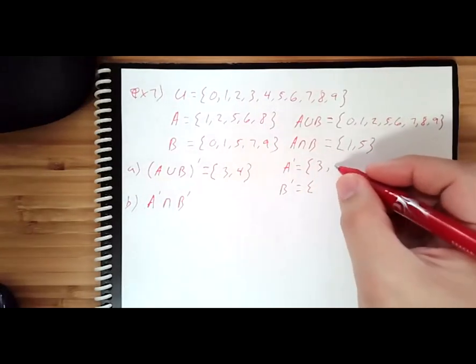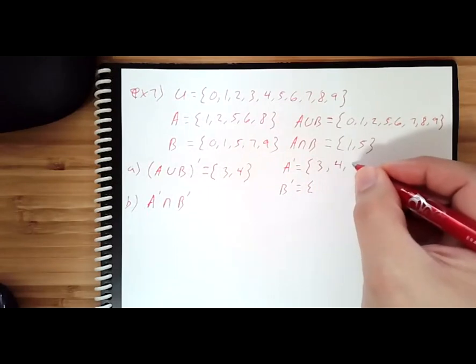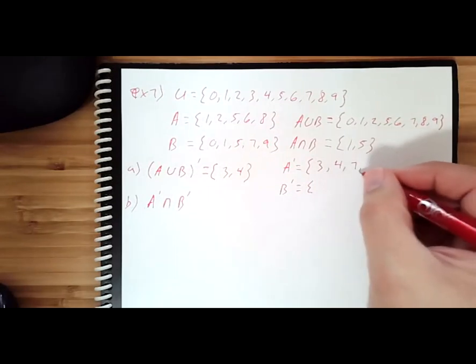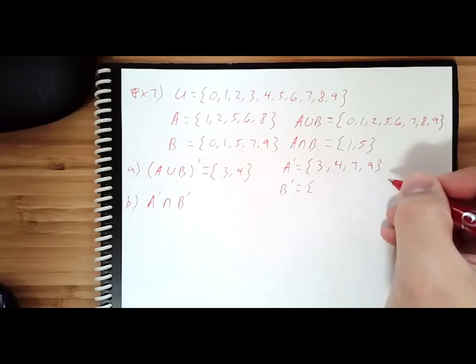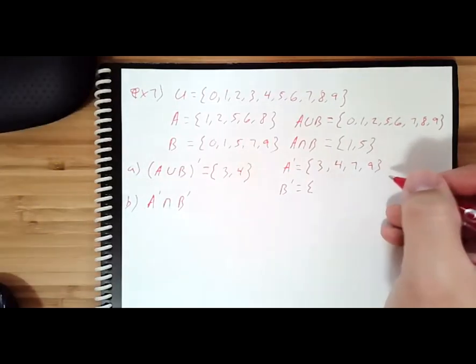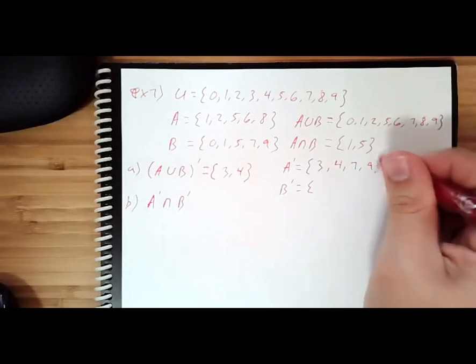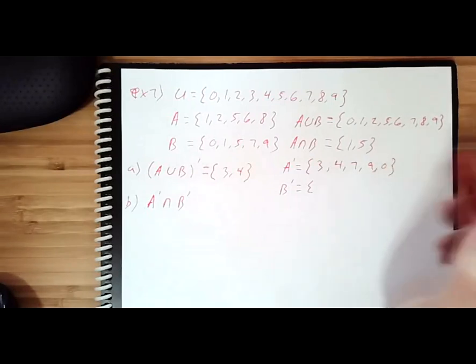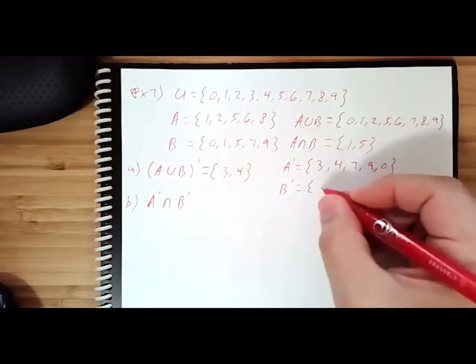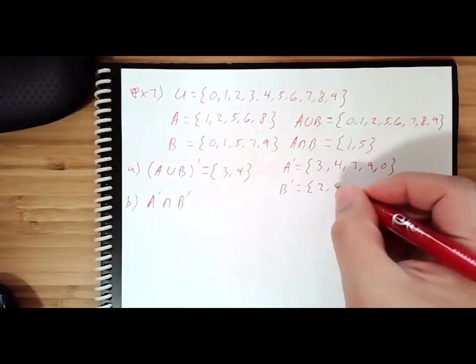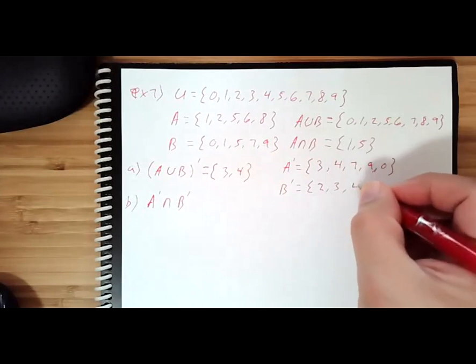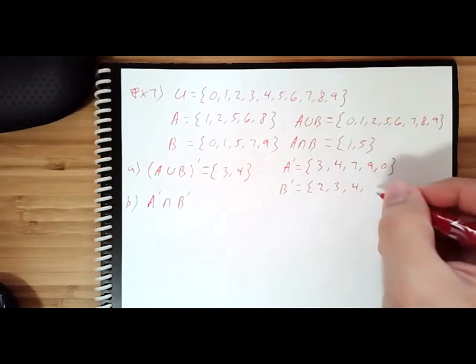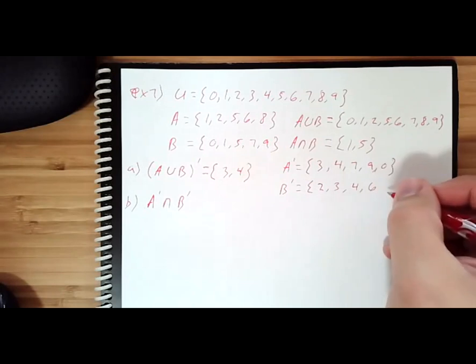3, right? Not inside A. 4. 7. And 9. 3, 4, 7, 9. Yeah, that looks good. Oh, forgot the 0. I'll put it at the end, I guess. Okay, what's not in B? 2, 3, 4, 6, 8, right? Did I miss any?